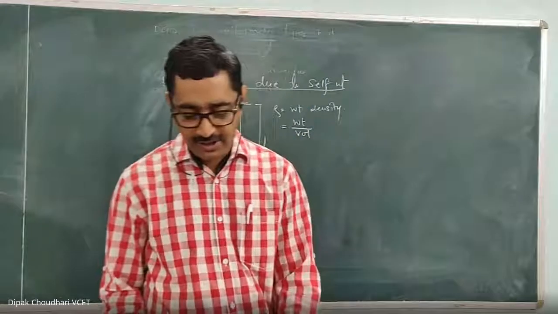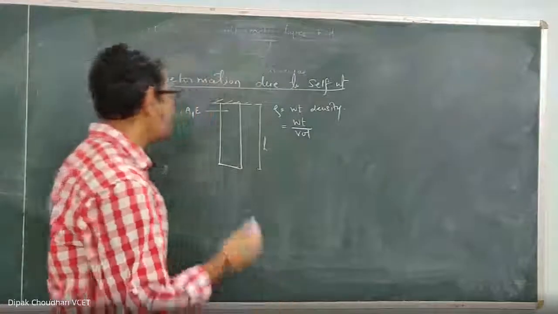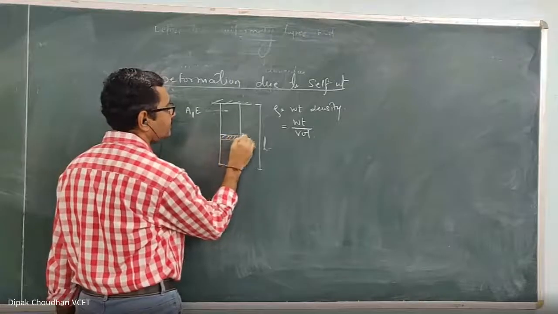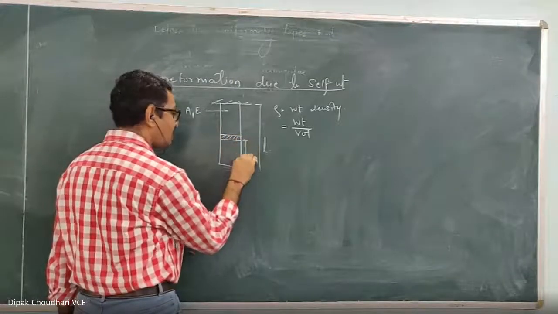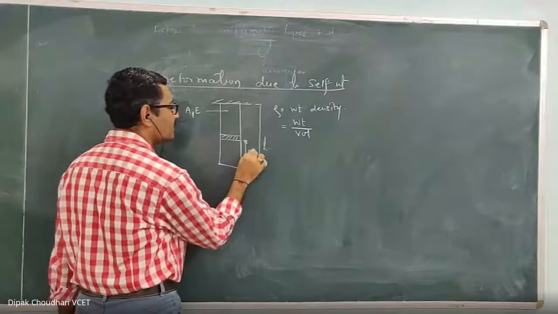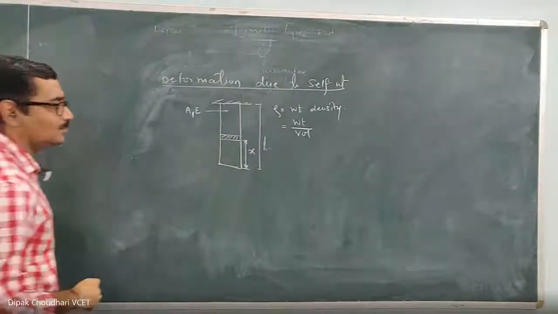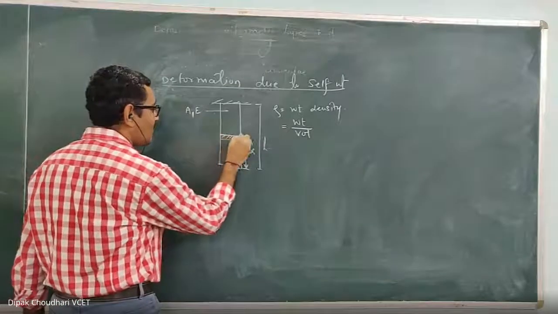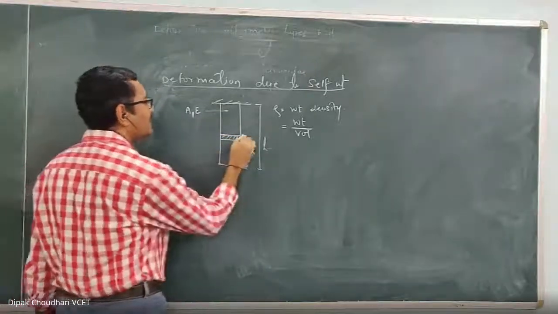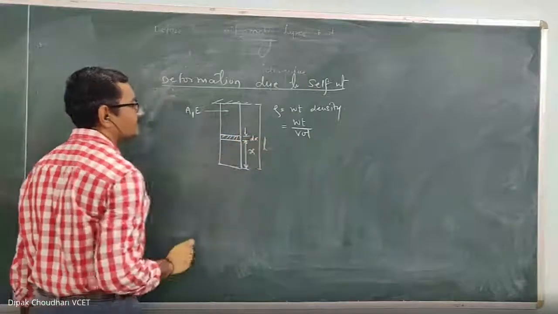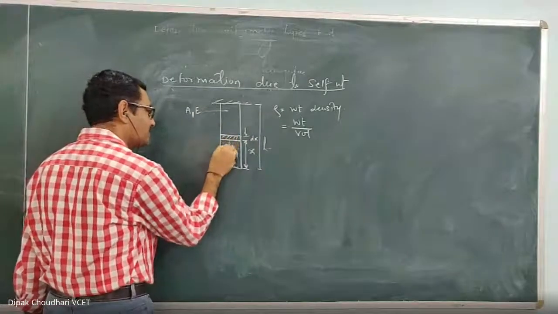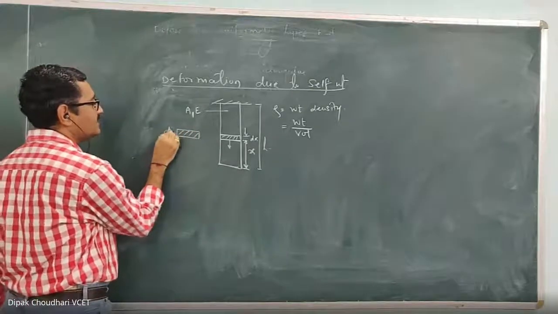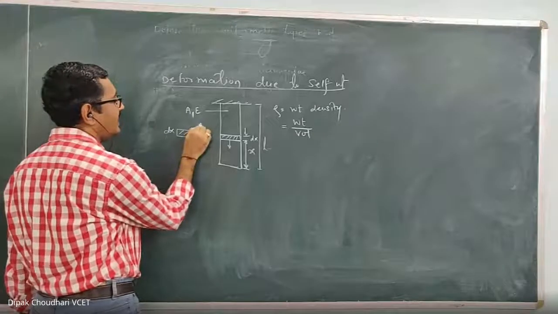Now we have to find out the deformation because of the self weight. For that, let's consider one small elemental strip here at a distance of x from the bottom. When I consider this small elemental strip, let the thickness be dx and the cross-sectional area be A.